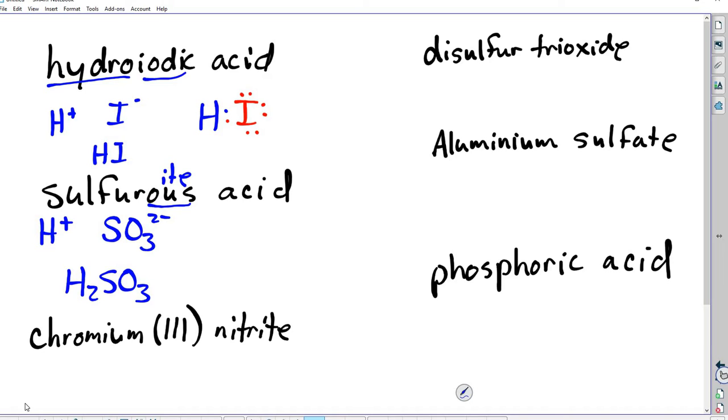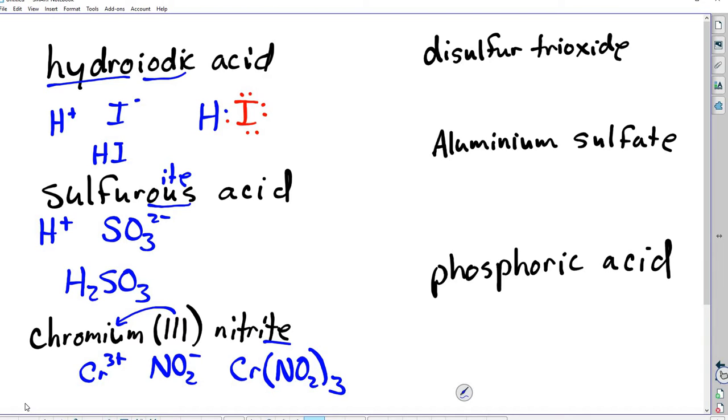Chromium. Remember, the Roman numeral tells me the charge on the one before it. So chromium has a 3+ charge. Nitrite, since it's an -ite, I'm going to look on the back of my periodic table, find out what it is. It's NO2 and has a -1 charge. So I need 3 nitrites to go with a chromium. So I have to put those nitrites in parentheses and say I need 3 of them. Okay?